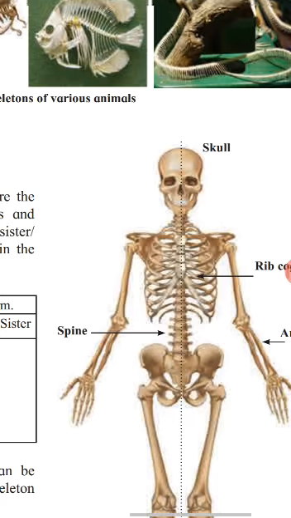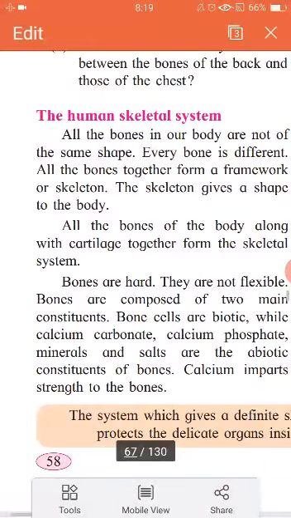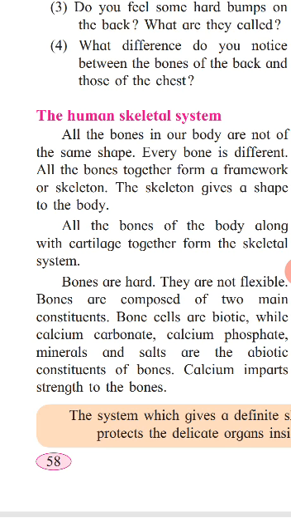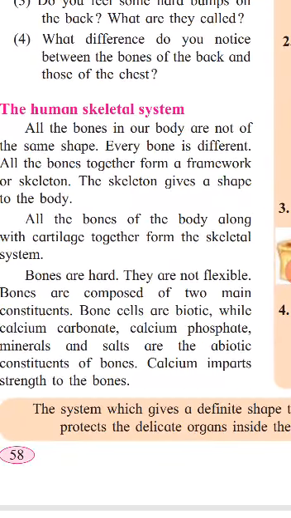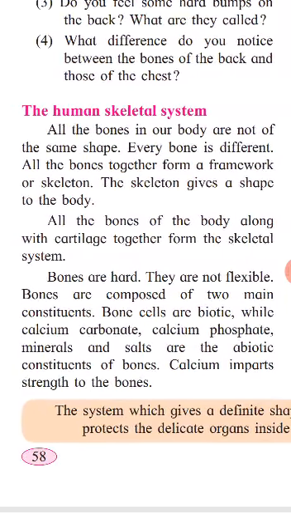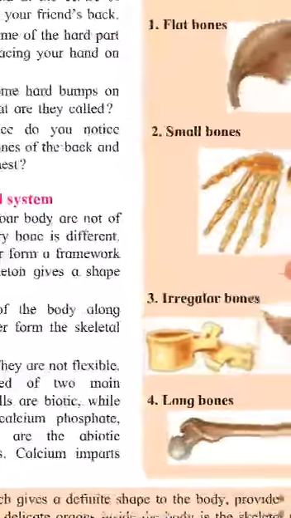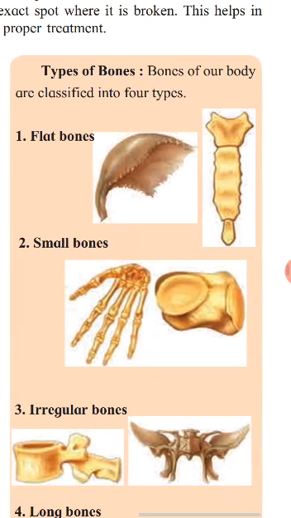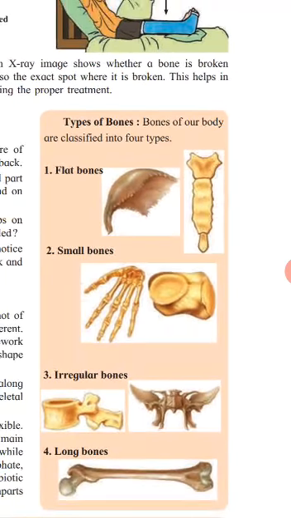Now we're going to learn about the human skeletal system. So students, let us learn. All the bones in our body are not the same shape. You can see that all bones are not in the same shape, right? First, we will learn about this, then only will we understand the human skeletal system. You can see the types of bones. There are four types of bones. Bones of our body are classified into four types.